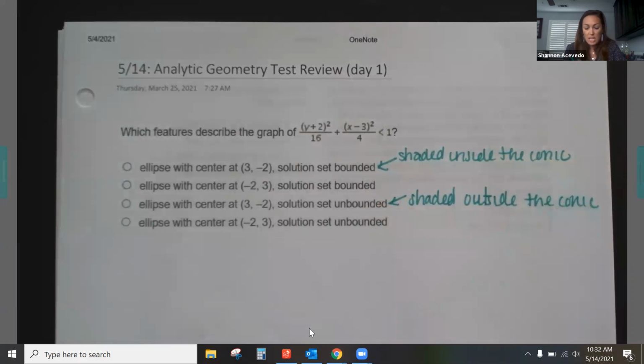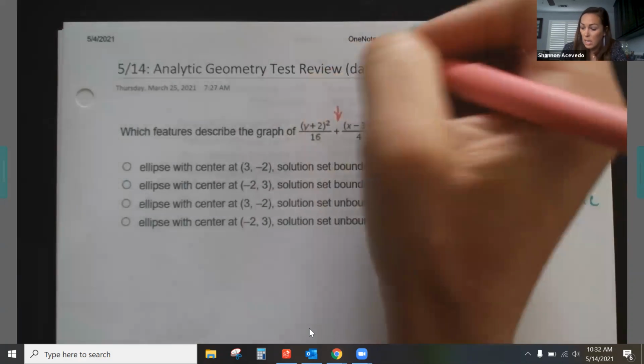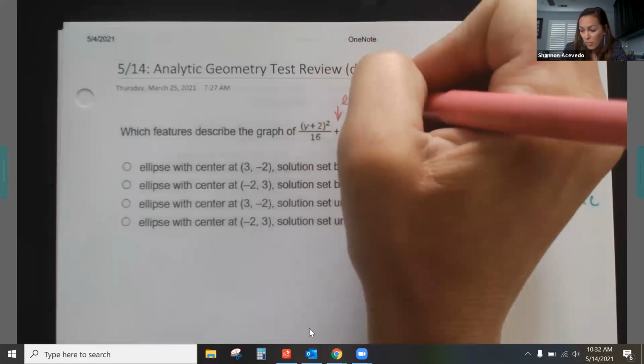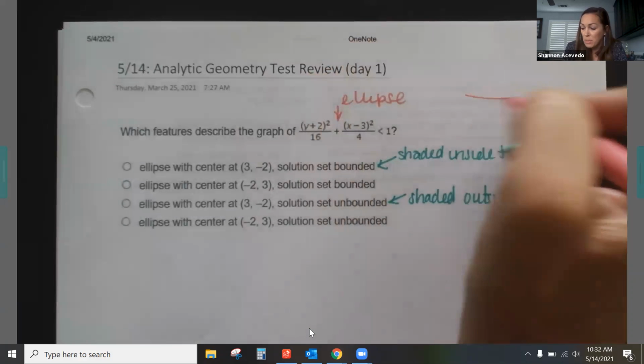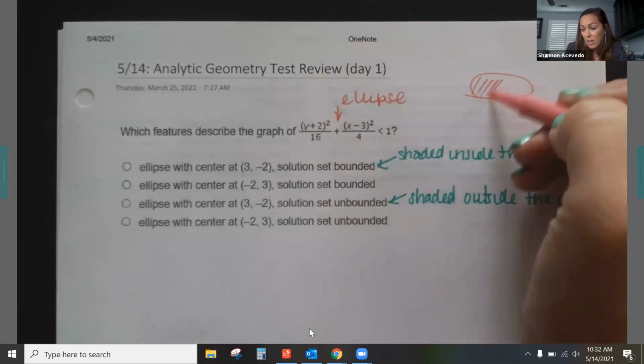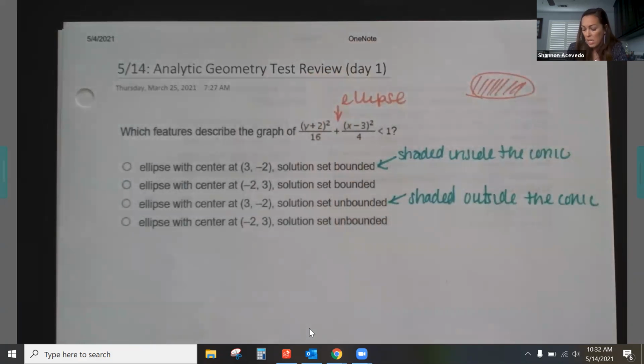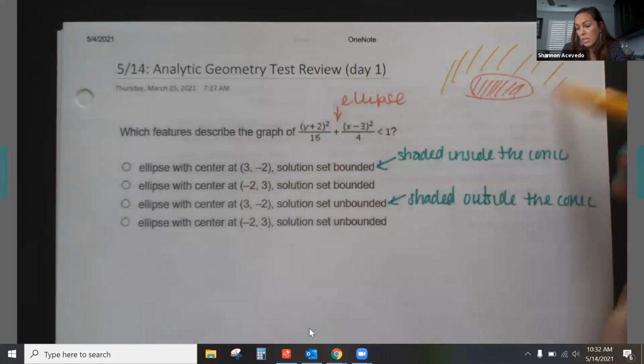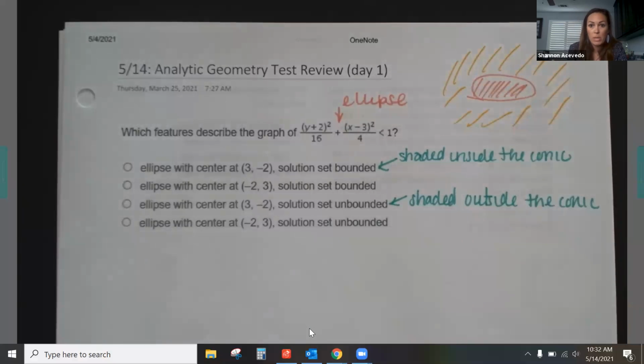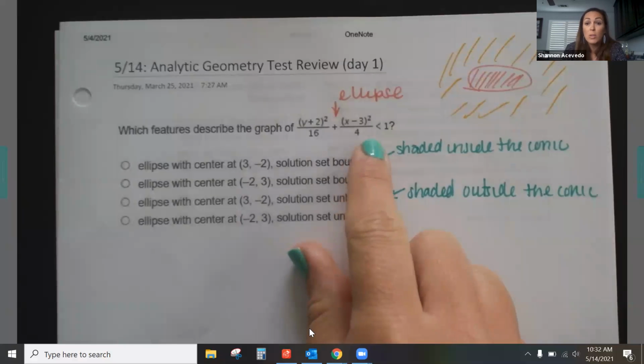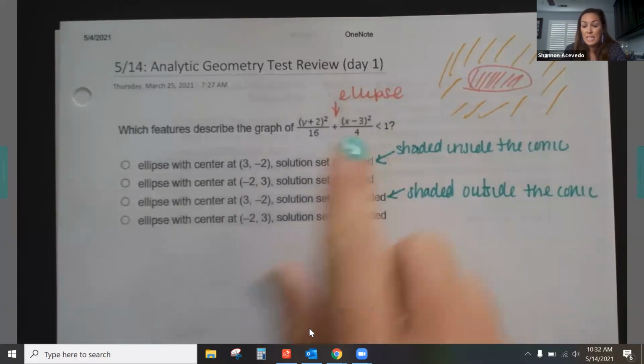So in this case, we're going to be working with an ellipse. I know it's an ellipse because it's a plus in between. So again, if we have an ellipse and it's shaded here, we would say it's bounded. If it was shaded here all around it, then we would say that that is unbounded. Okay. So for this, I also know that it's going to be a dashed line.